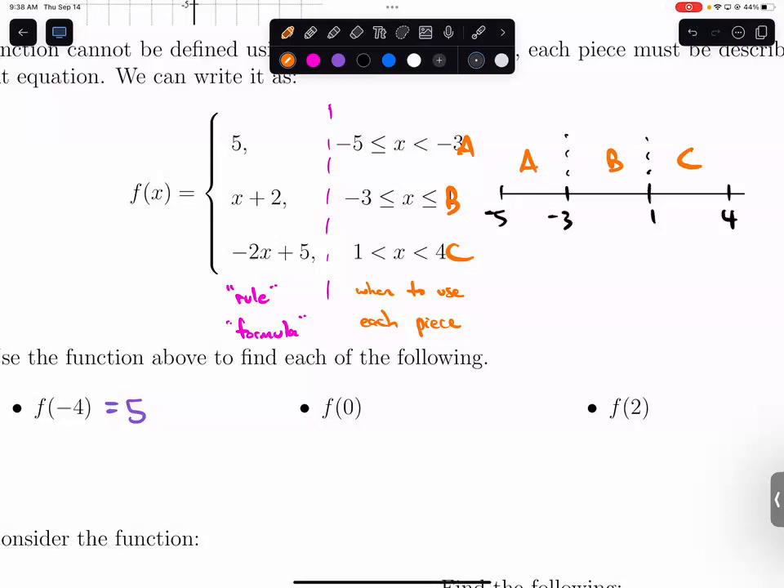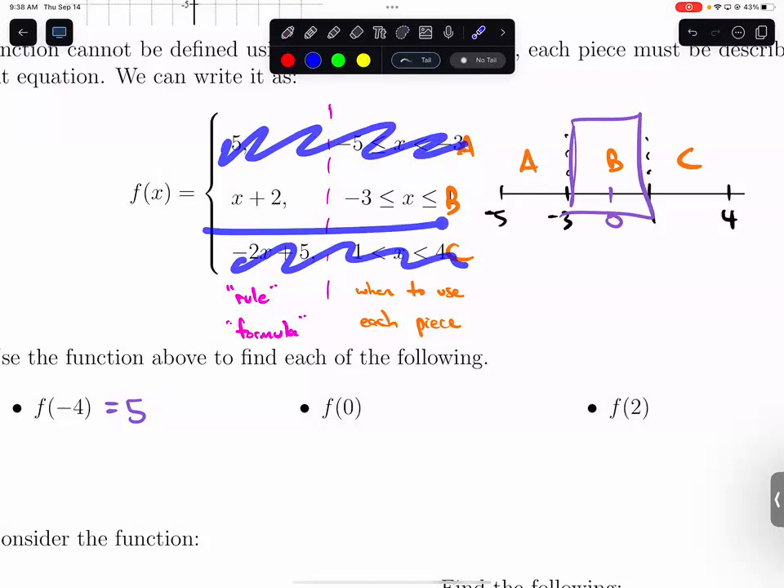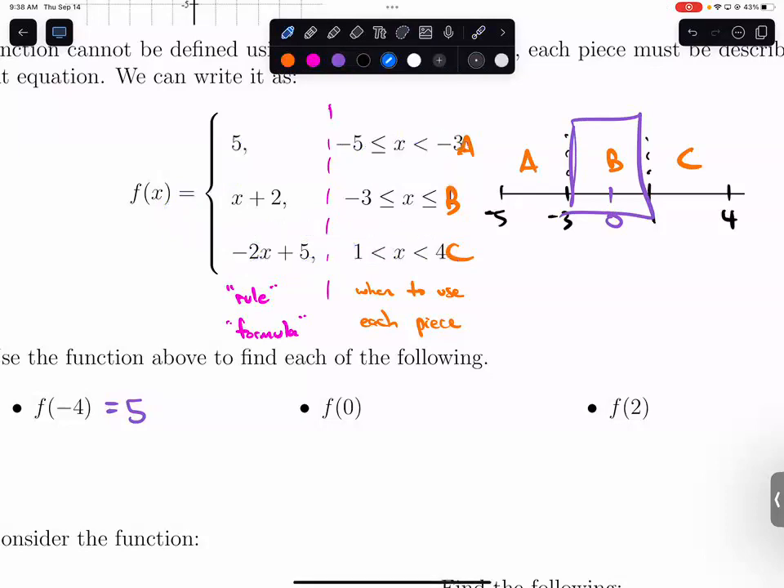To decide which of these do I use? Well, 0 is right here. So I use that middle one and ignore everything else, right? Okay, so I'm going to, again, ignore that, and just look at this one. And then I plug 0 into that. So plugging 0 into that, f of 0 would be 0 plus 2, which is 2.